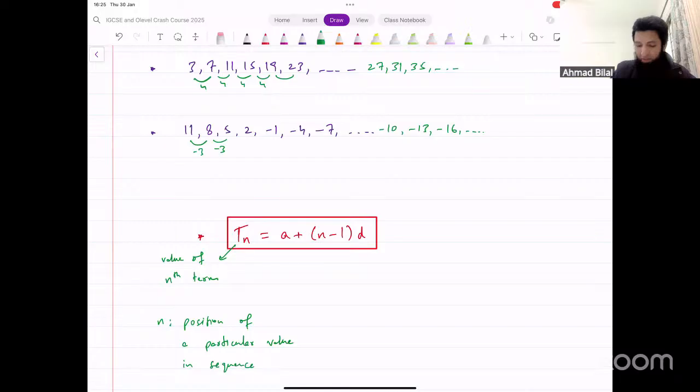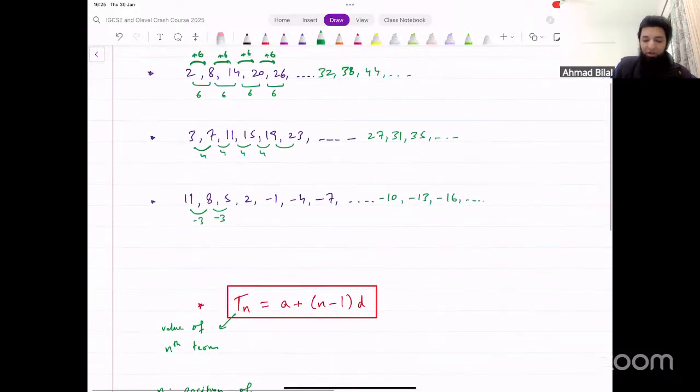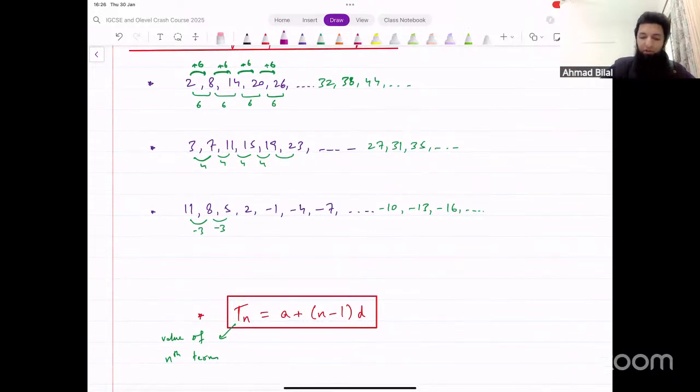What does that mean? So in this case, for instance, 2 is the first value, so that's n equal to 1. 8 is the second value, that's n equal to 2 in this case. 14 is the third value, n is equal to 3. And then 20 is the fourth value, n is equal to 4, and so on. So n basically tells you the position of that particular value.